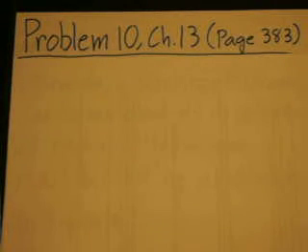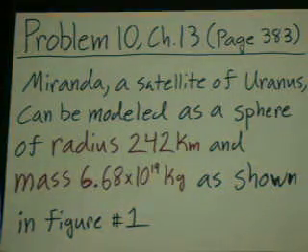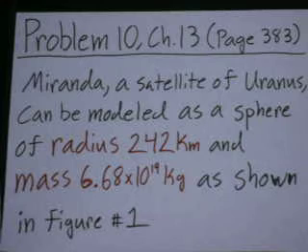Alright, in this video we will be looking at problem 10 from chapter 13, which you can find on page 383 of the book. This problem states that Miranda, a satellite of Uranus, can be modeled as a sphere of radius 242 kilometers and mass 6.68 times 10 to the 19th kilograms.